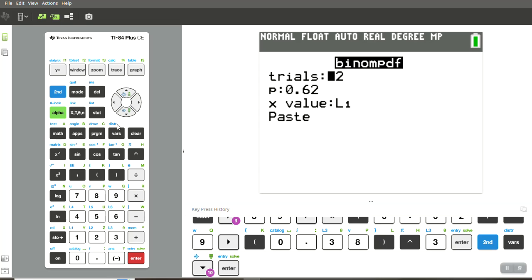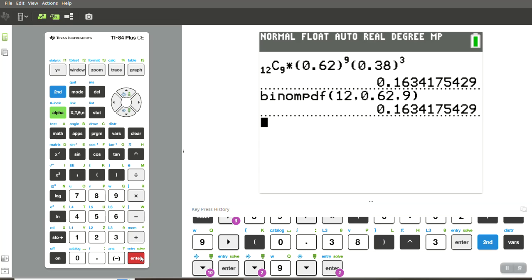So I have 12 already here and 0.62, but the x value would be 9 to find the probability that 9 of the 12 people use their smartphone in classes or meetings, and it's 62% for any individual one. If I paste that back to the home screen, you'll notice it's the exact same probability we did by hand.